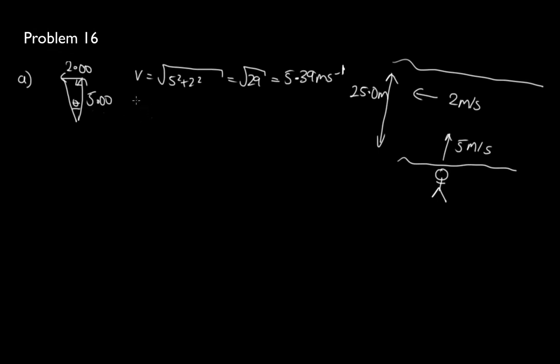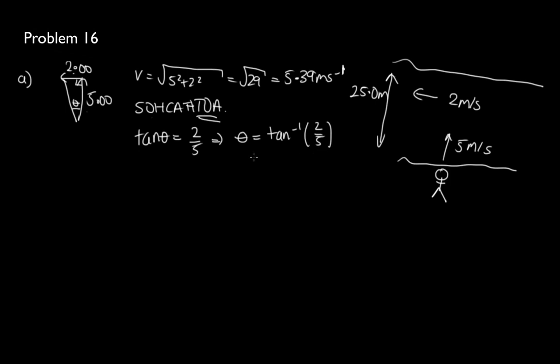We now need to work out this angle. So in order to work out the angle, we remember SOHCAHTOA. And what we've got is the opposite and the adjacent. So it'll be this TOA part that we'll use. So tan theta is equal to opposite, which is 2, on the adjacent, 5. So this tells us that theta is equal to the inverse tan of 2 on 5. And solving that on the calculator, we end up with an angle of 21.8.